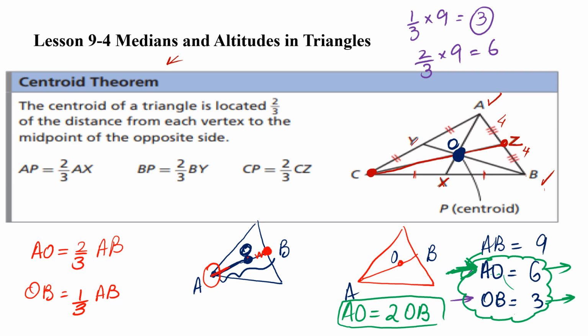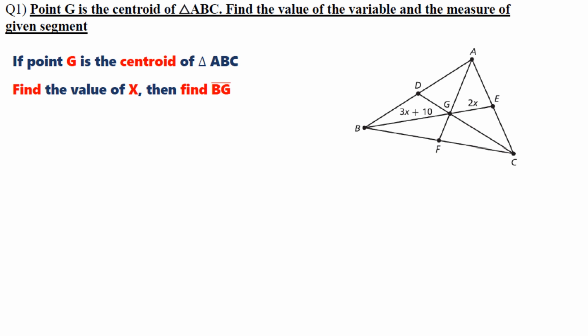Okay, now let's try to solve some problems keeping these theorems in mind. When you practice on your own, you will understand this more. Okay, so point G is the centroid. Find the value of the variable and the missing lines also. Find the value of x, then find BG.